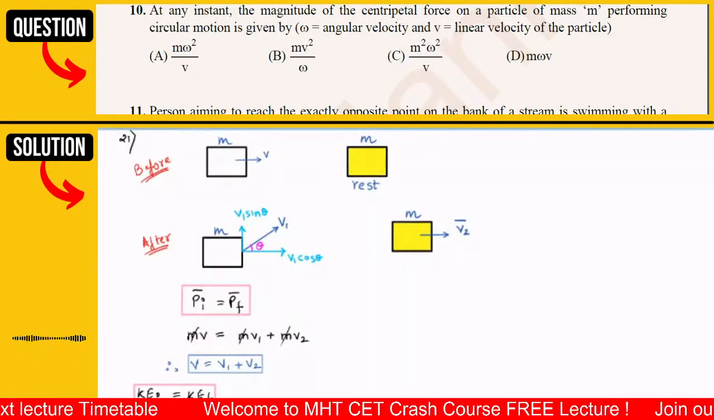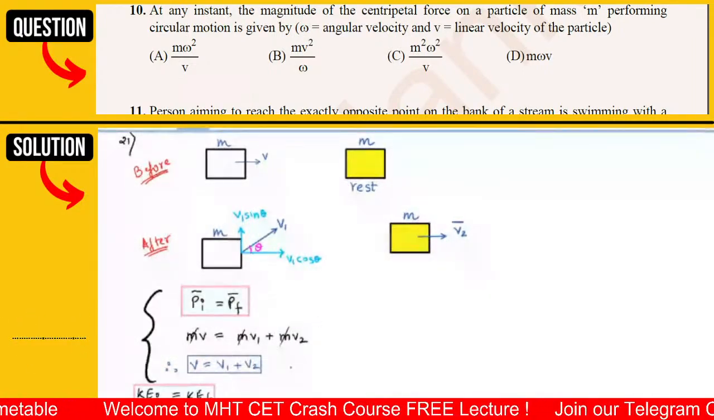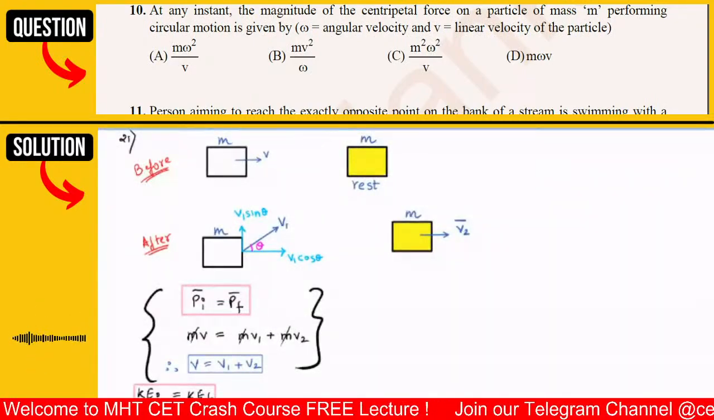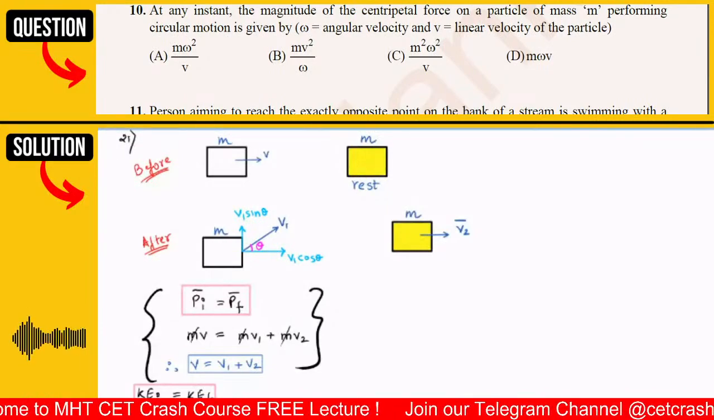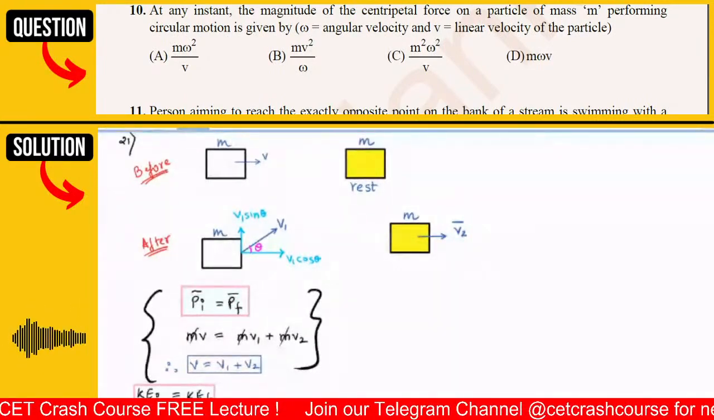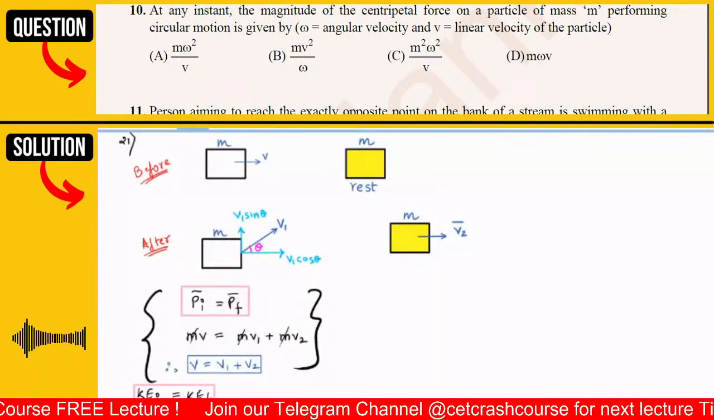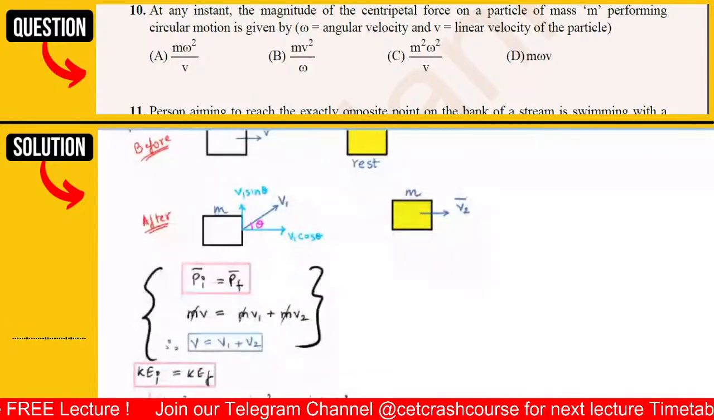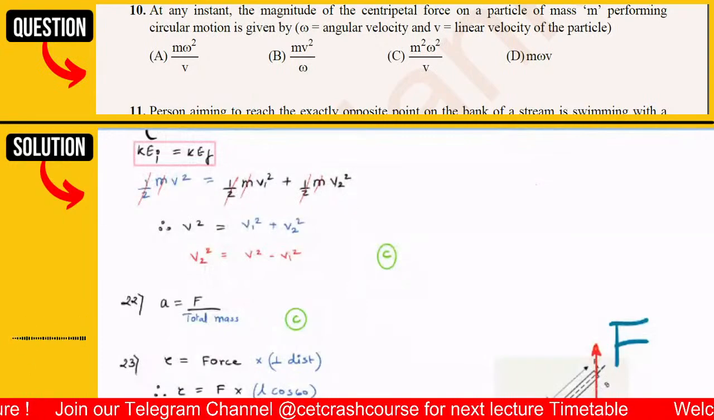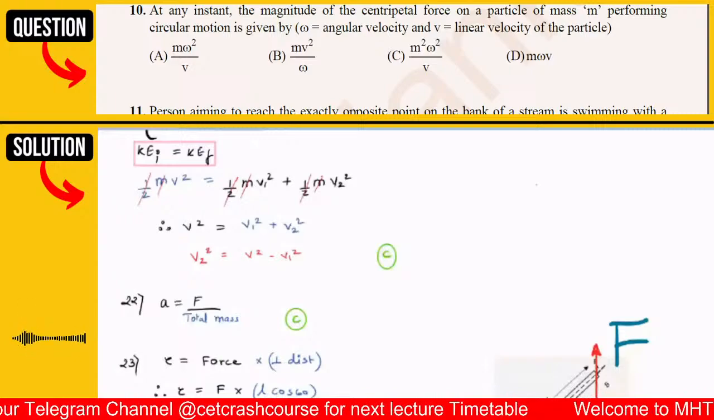I started with momentum conservation. But when I take momentum conservation, the options are not matching. So do you remember that during an elastic collision, even kinetic energy is conserved? So then I used kinetic energy conservation. Initial kinetic energy is equal to final kinetic energy.